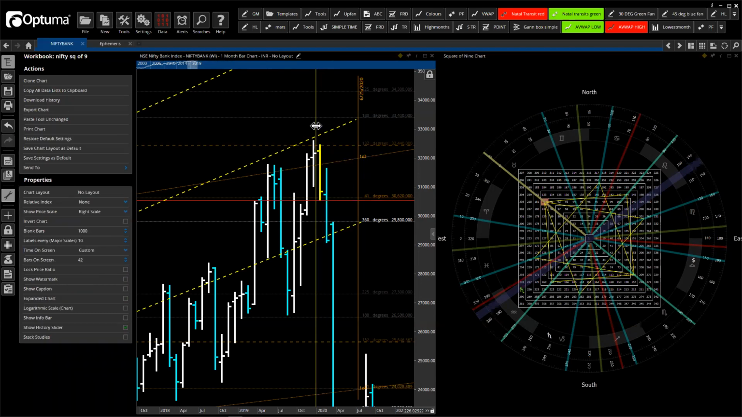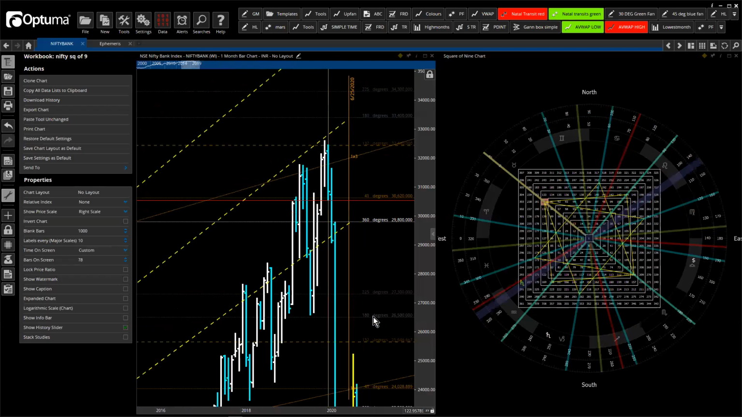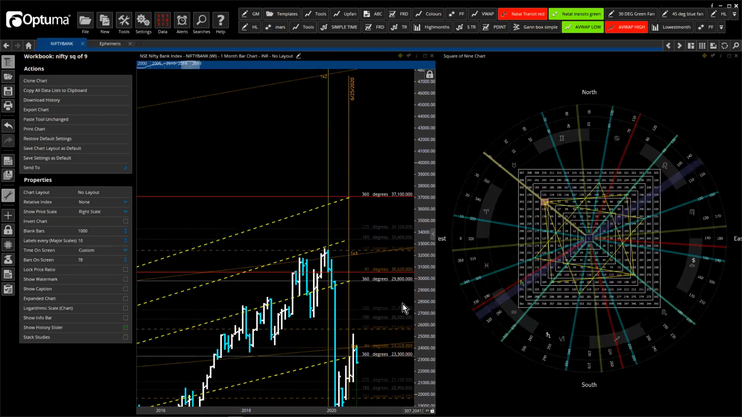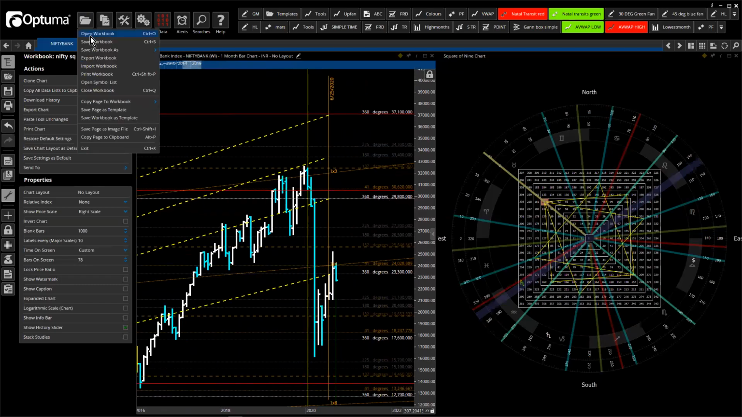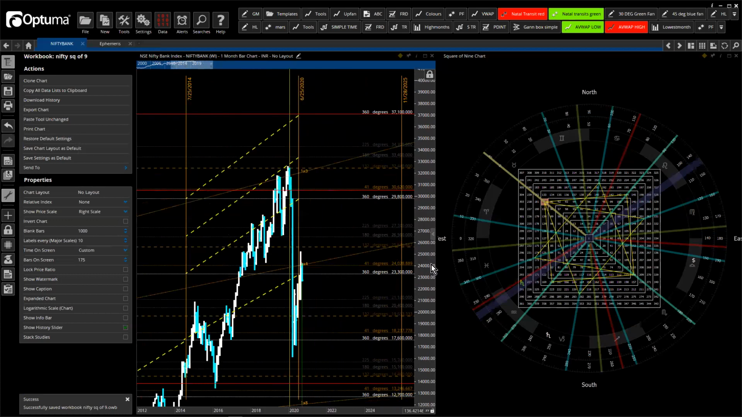And where is heliocentric Saturn at this high on the square of 9? It is 288 degrees into its cycle, essentially 72 degrees from natal position. So it's like a trigger again, right? The quintile. So I hope that's pretty powerful for those who trade the Nifty. It's going to work on anything like this.